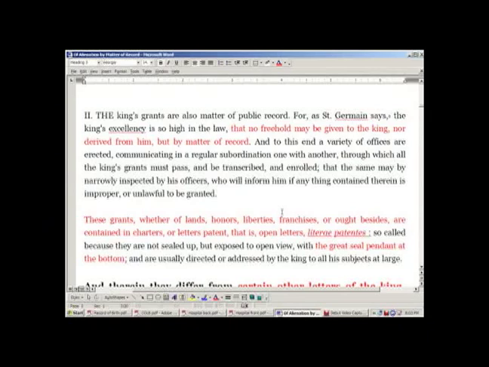And to this end, a variety of offices are erected, communicating in a regular subordination one within another, through which all the king's grants must pass and be transcribed and enrolled, that the same may be narrowly inspected by his officers, who will inform him if anything contained therein is improper or unlawful to be granted.